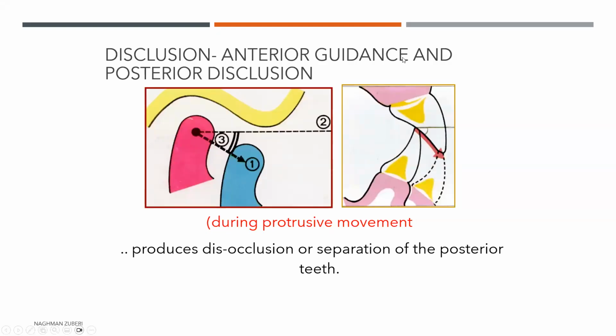Disocclusion: the anterior guidance and the posterior disocclusion. Now, just bring your lower incisors and upper incisors together, and you will feel your posterior teeth are not in contact. You have made a protrusive movement, an edge-to-edge contact of your upper and lower incisors, and your posterior teeth are separated. They are in disocclusion.